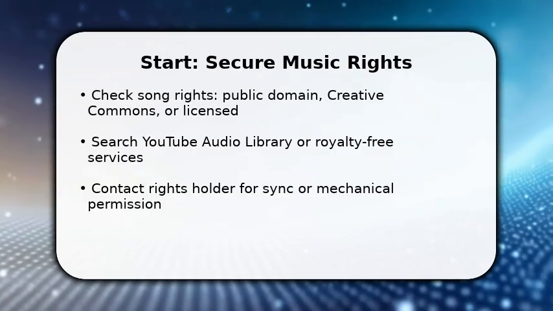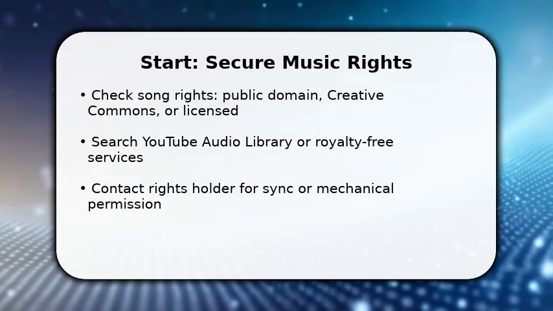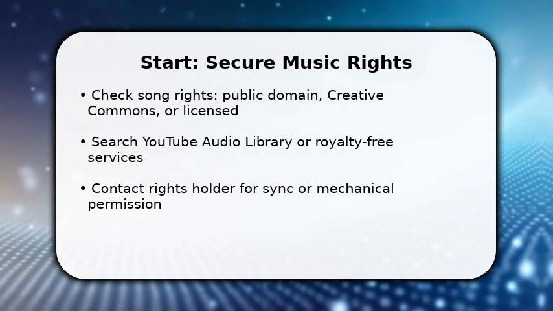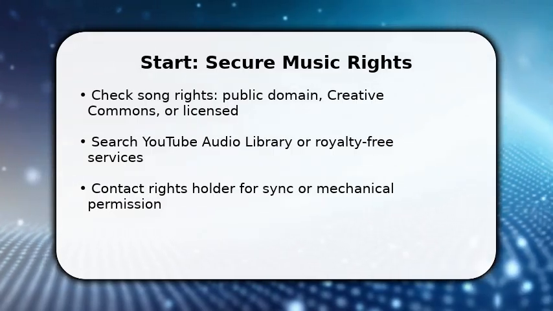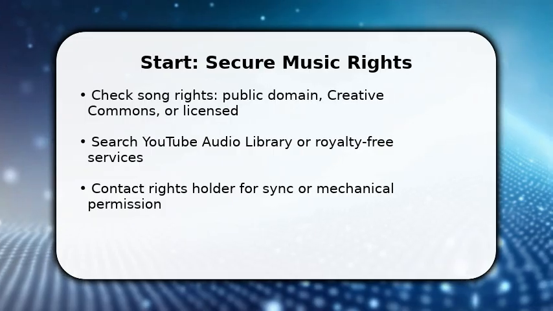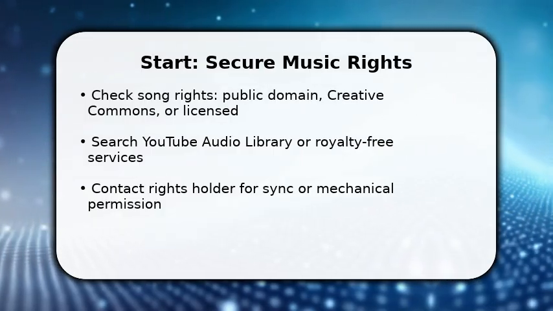You need permission before you upload. First, identify the song's rights status: public domain, Creative Commons with commercial allowances, or fully copyrighted. Once identified, search YouTube Audio Library or a licensed stock music provider and download the track and license terms.